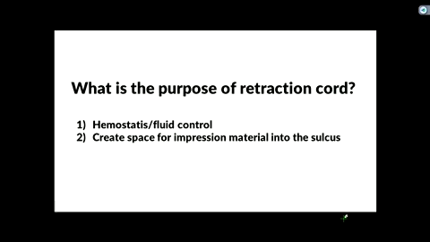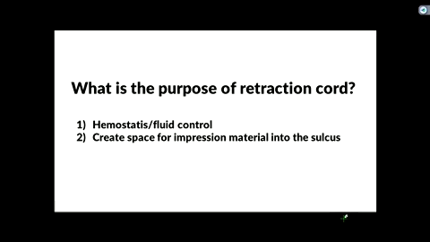All right, so let's talk about retraction cord. We touched upon this. Two reasons for it. One is for hemostasis and for fluid control. So you have bleeding that occurs sometimes around the soft tissue. And then fluid control, you have that gingival crevicular fluid that likes to flow up. So retraction cord will help keep that down. You also want to create space for impression material to flow into the sulcus. So you want to push the tissue. It's usually going to push it out, and also it'll push it a little bit apically.